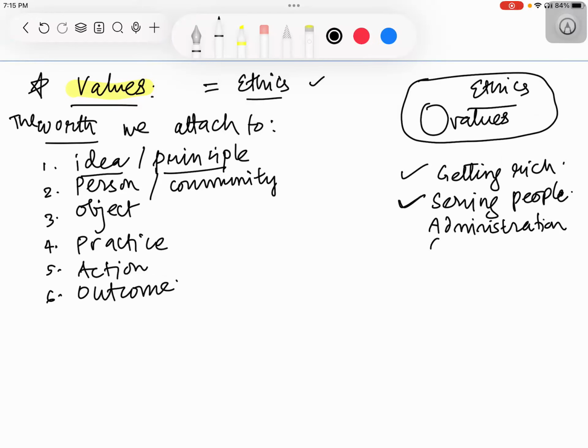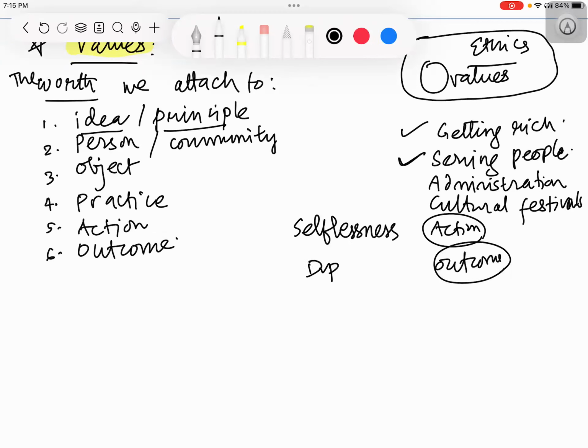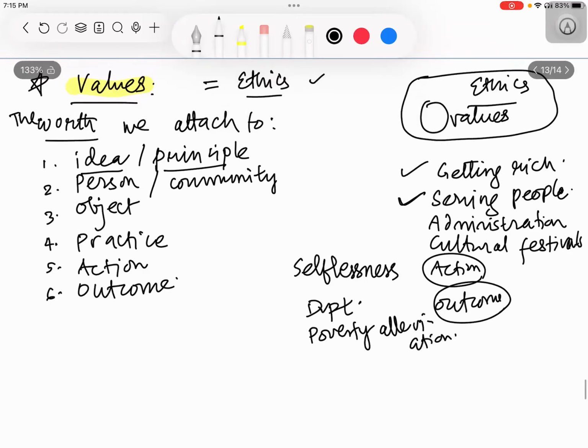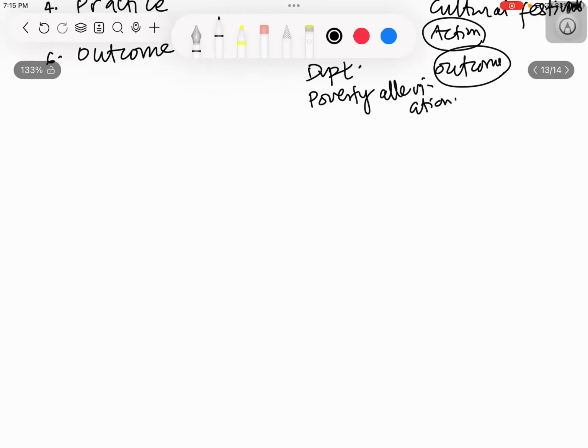The practice of cultural festivities, these can also be, you can also attach different values to these. Okay, any action, for example a type of action, suppose you will say selflessness, so this is a type of action. Any outcome, for example you will say development, poverty alleviation, these are all outcomes. So we can attach value to any of these, and usually we are also attaching multiple values to multiple things.